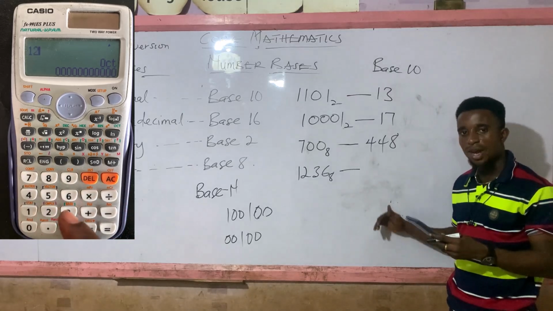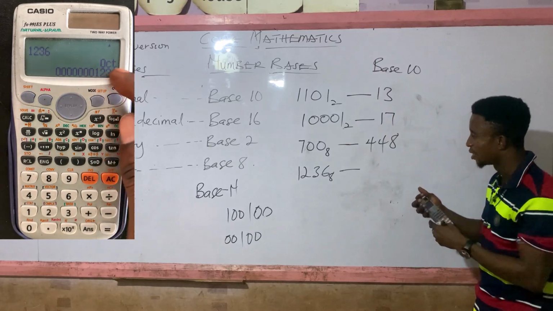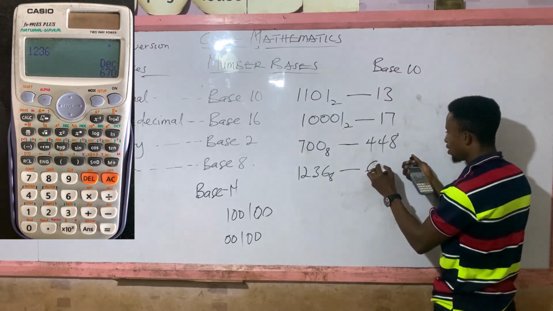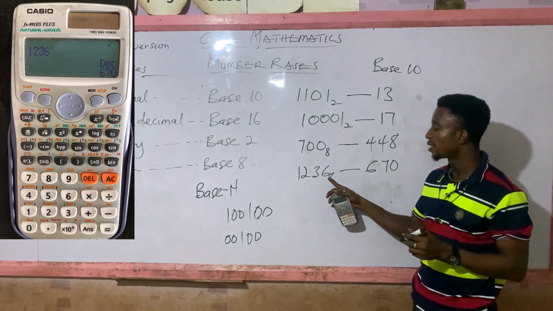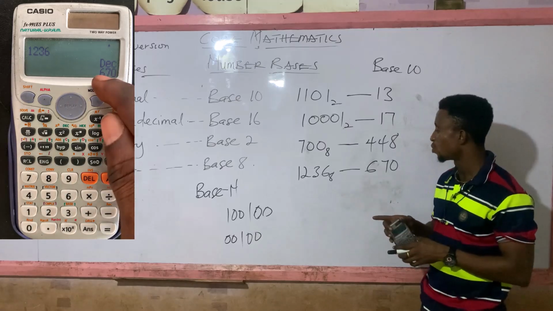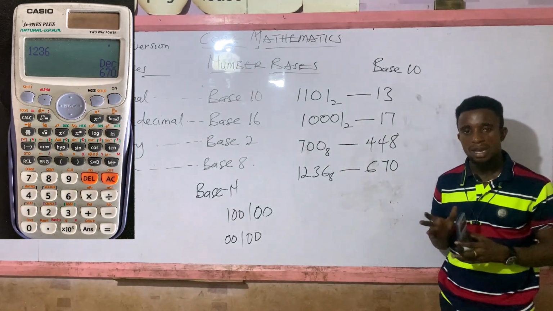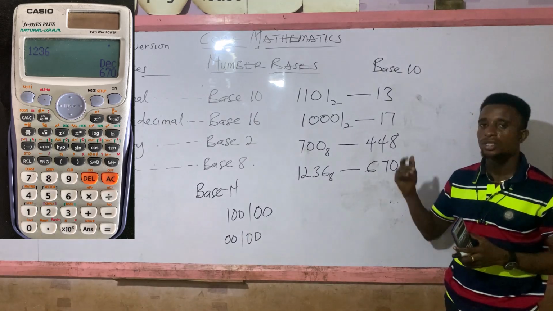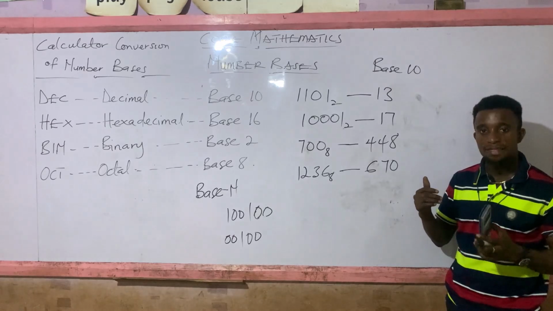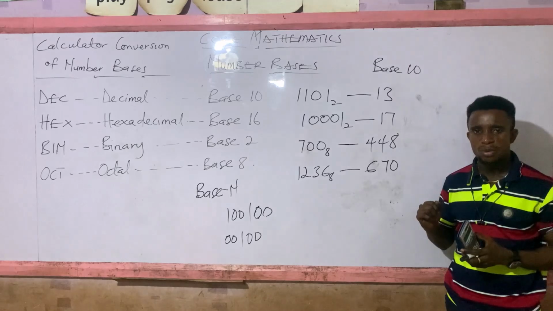Then you see that 1236 under the oct. Then you click on the deck. Then you see everything will come as 670. So 1236 base 8 is equal to 670 base 10. Please, are we getting that? That is how to convert from other bases to base 10. That is, the other bases are base 2 and base 8 to base 10. Please, do we get that?